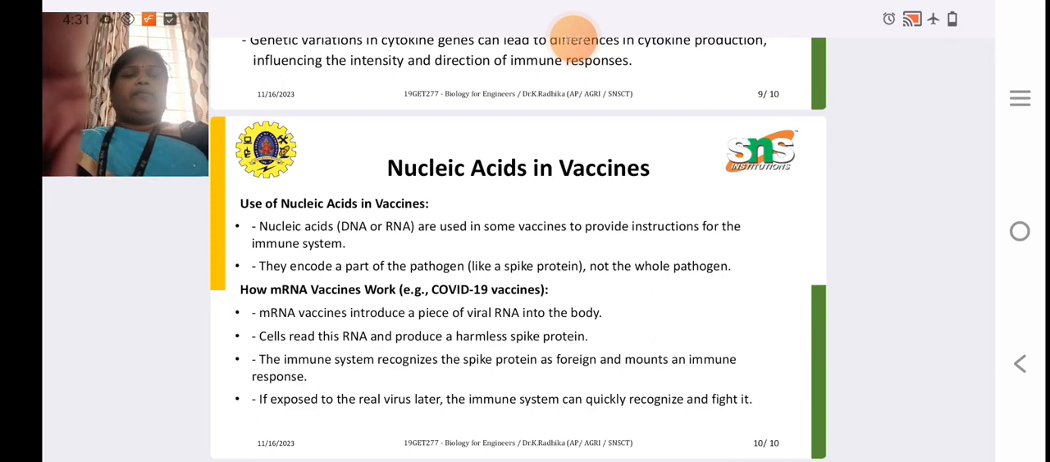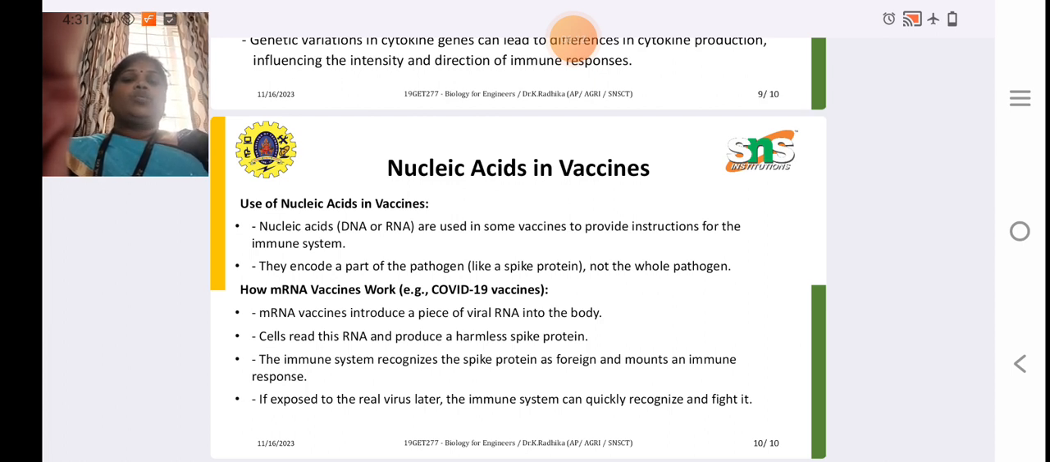In what way do nucleic acids influence vaccines? Use of nucleic acid in vaccines means DNA and RNA are used in some vaccines to provide instructions for the immune system. They encode a part of the pathogen, like the spike protein, not the whole pathogen.